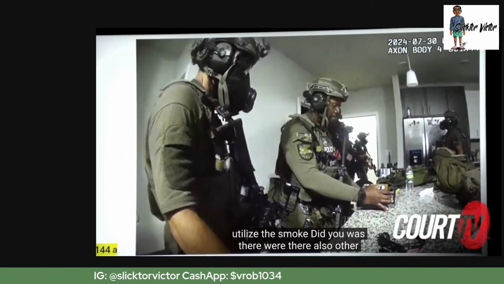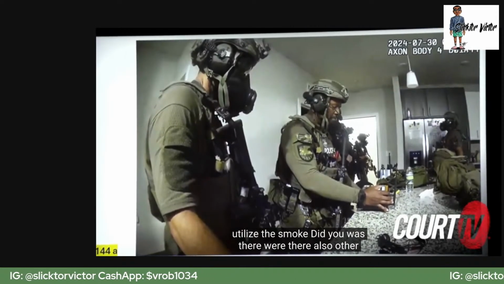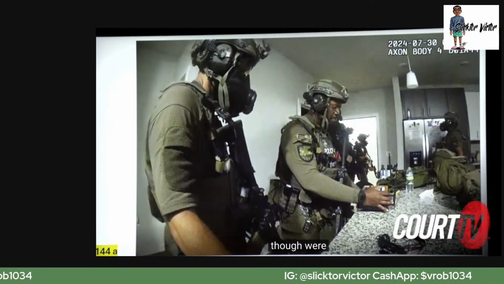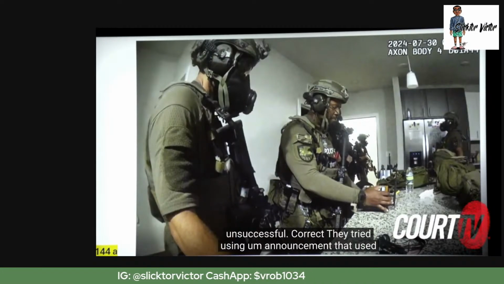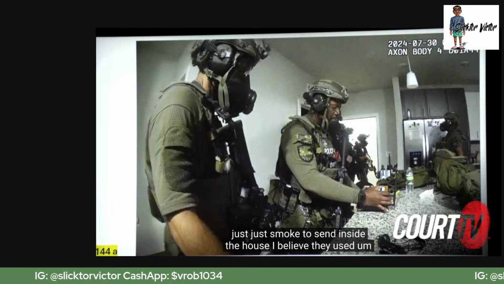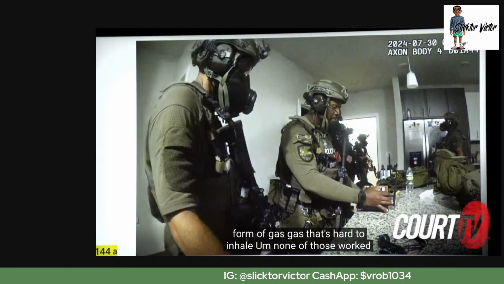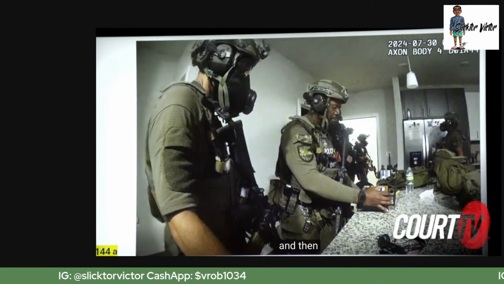Correct. They tried using announcement. They used just smoke to send inside the house. I believe they used clear out, which is another form of gas that's hard to inhale. None of those worked. And then finally, they decided on this option. The image that we saw in the slide prior to this, though, was some kind of infrared, correct? Correct.